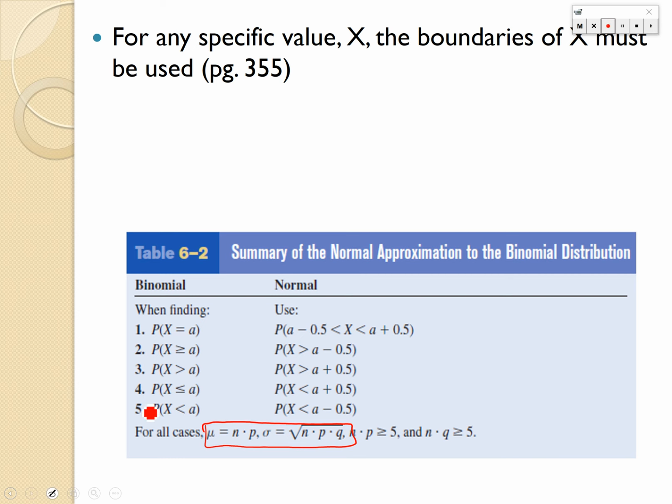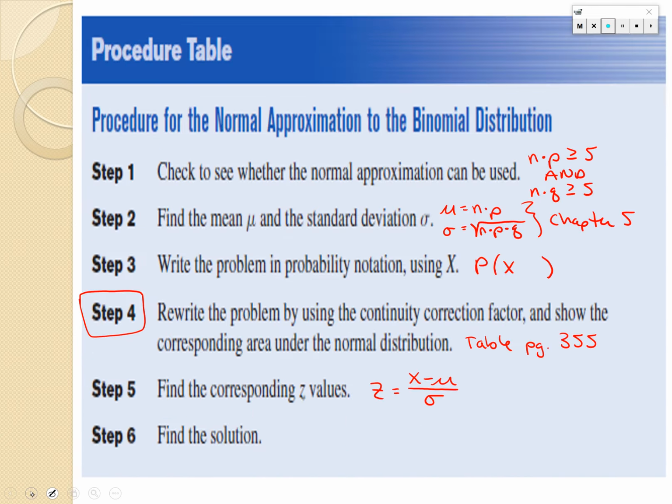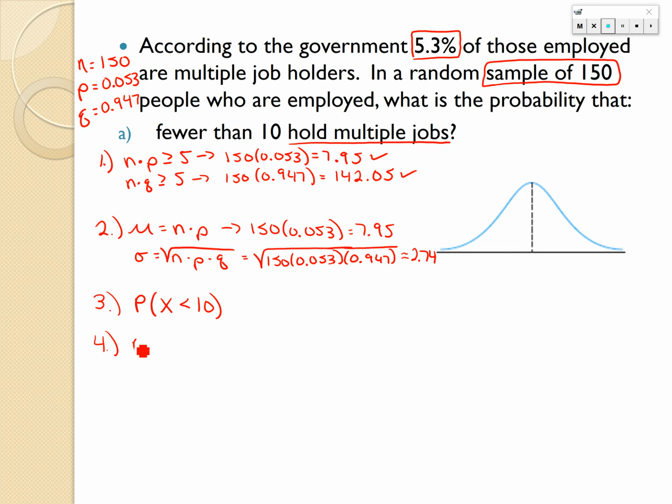We're looking at, we have case number 5 here, our x value being less than a number. So the correction factor, we're going to subtract a half from our value. So we're going to have x is less than 9.5.